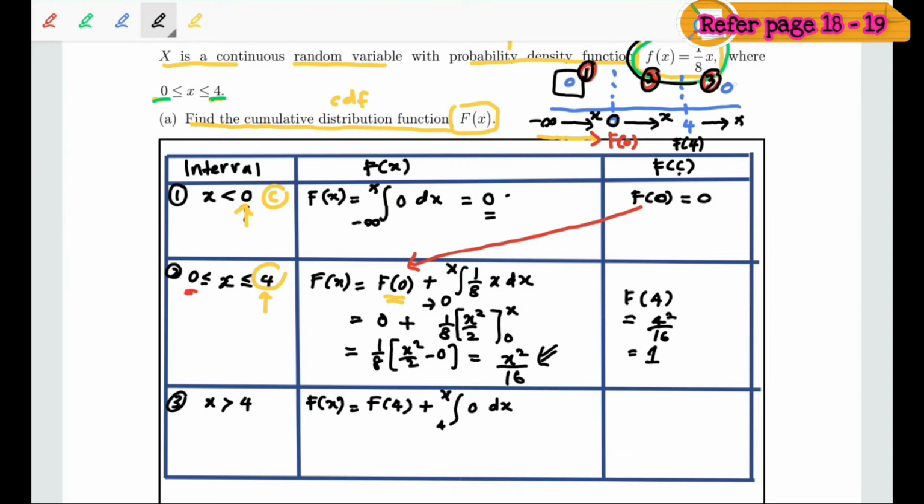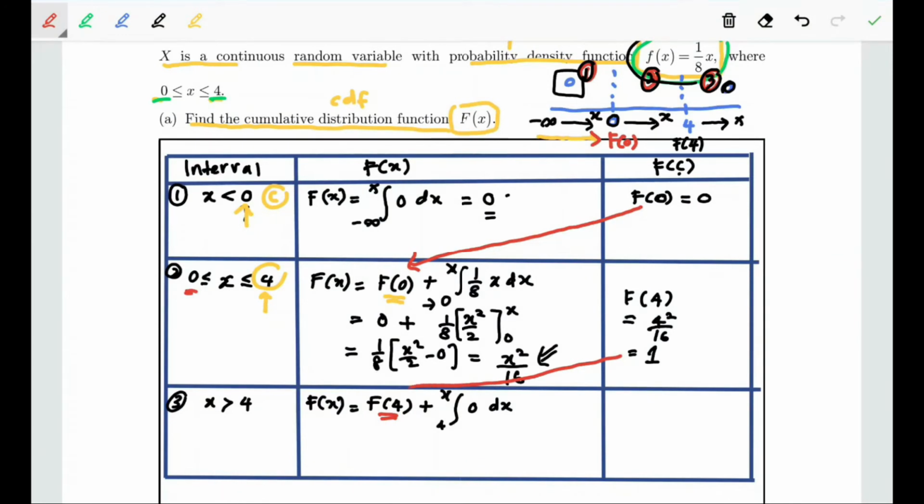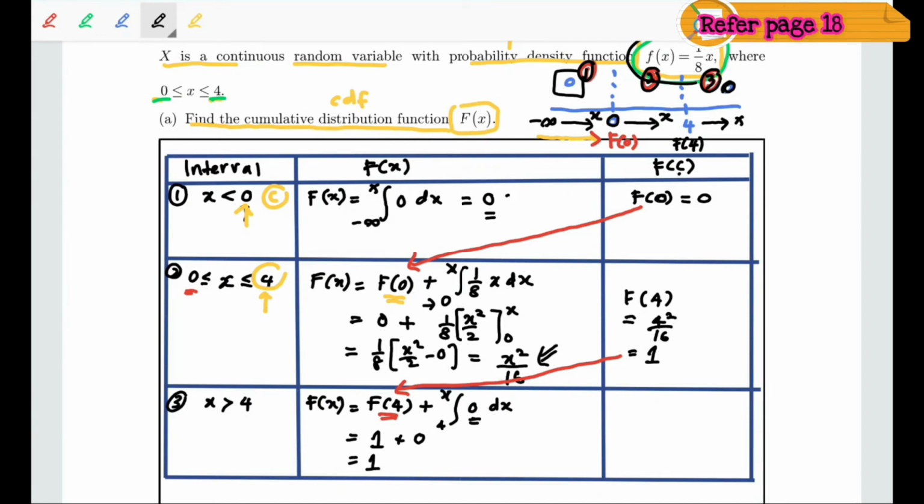Okay, why 0? This is the 0 function, because the question only gives you one non-zero function, which is on 0 until 4. So for the f of 4, we already found out from the previous part, this is the f of 4. So we're going to substitute here. This equals 1. And the integration of 0 gives you 0. So at the end, we end up with 1. So that is our target.